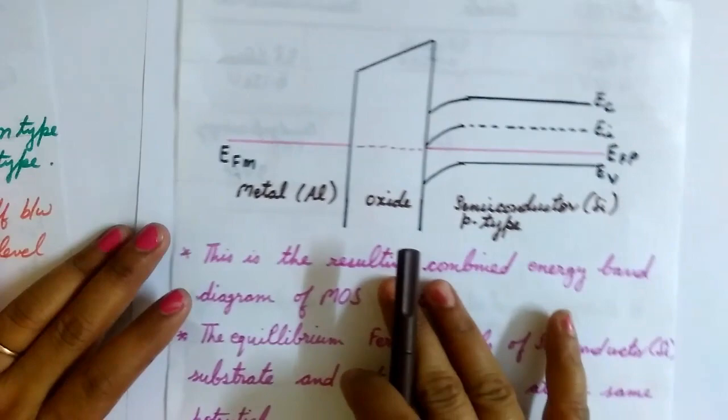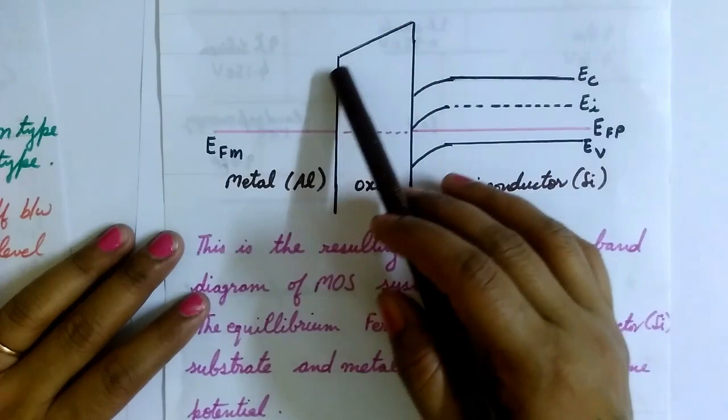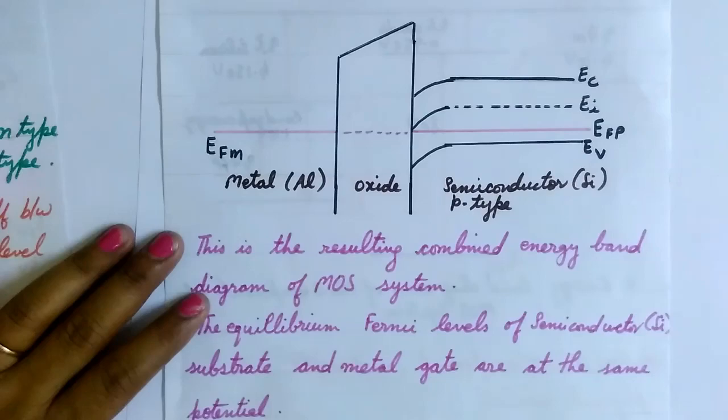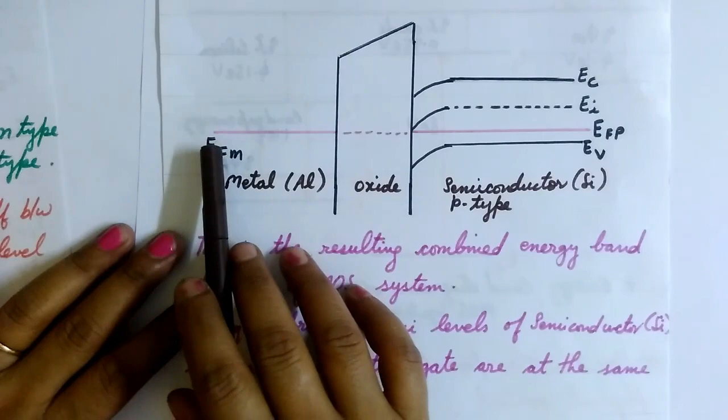This is the whole three layers brought in physical contact. This is the metal, oxide, and this is the semiconductor. I have shown a ramp in between. This shows that the substrate has a higher work function than that of the metal. For this reason, when all three are brought into physical contact, their Fermi levels are shown here to line up.